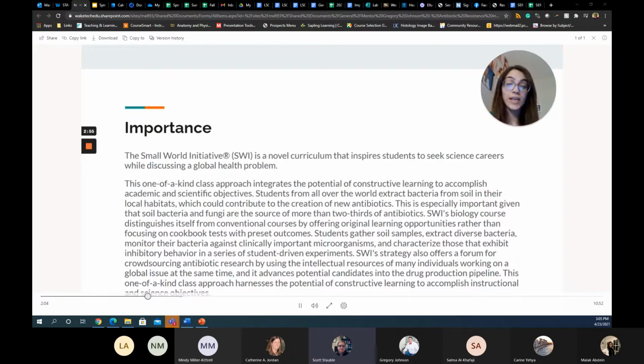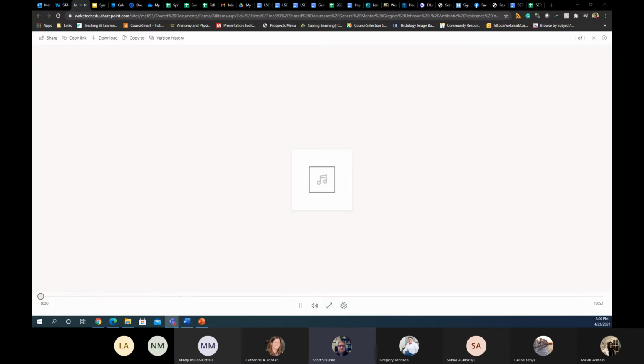The Small World Initiative biology course distinguishes itself from conventional courses by offering original learning opportunities rather than focusing on just notes and books and tests with preset outcomes. Students gather a soil sample, extract diverse bacteria, monitor their bacteria against clinically important microorganisms, and source antibiotic research by using the intellectual resources of many individuals working on a global issue at the same time.